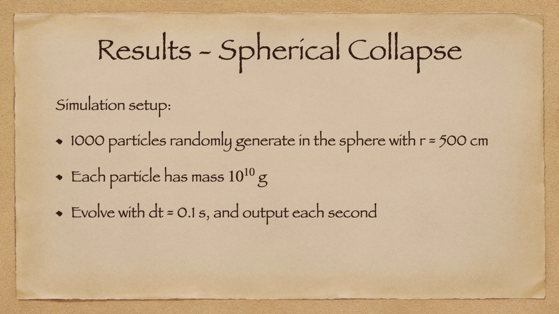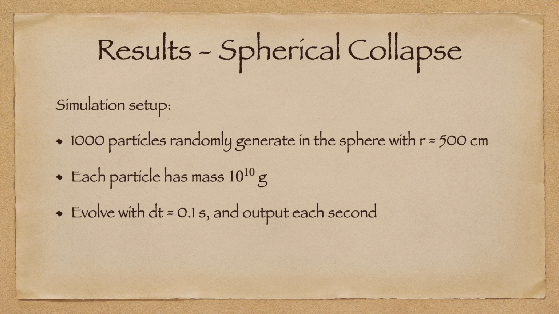So this is my first result with the spherical collapse condition, and it is not physical at all, and will have extreme values as the particles fall into the center, but it is quite fun. The simulation setup is 1000 particles randomly generated in a sphere with radius 500 centimeters, and each particle has a mass of 10 to the 10 grams, and evolves with dt of 0.1 s.